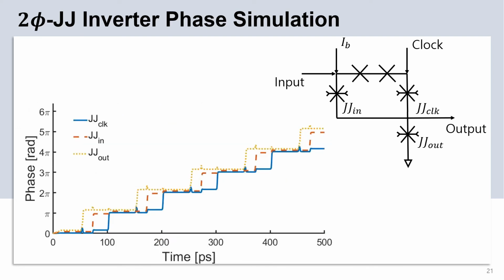And from the phase simulations, we can see that the 2-phi JJs actually switch by pi, and this switch will actually show to be more energy efficient in the results later on.